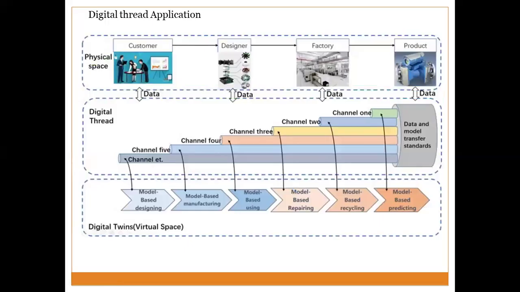Now look at the flow. In the physical space, based on the requirement, the information and data we need physically from the customer, we can start the design. Then, as per the design, we can select the appropriate manufacturing process or the overall manufacturing process flow, and finally that product will be manufactured. But if you look at the different processes, starting from model-based designing, model-based manufacturing, model-based actual usage of that component, then rework, recycle, and finally predicting the failure of that particular part.